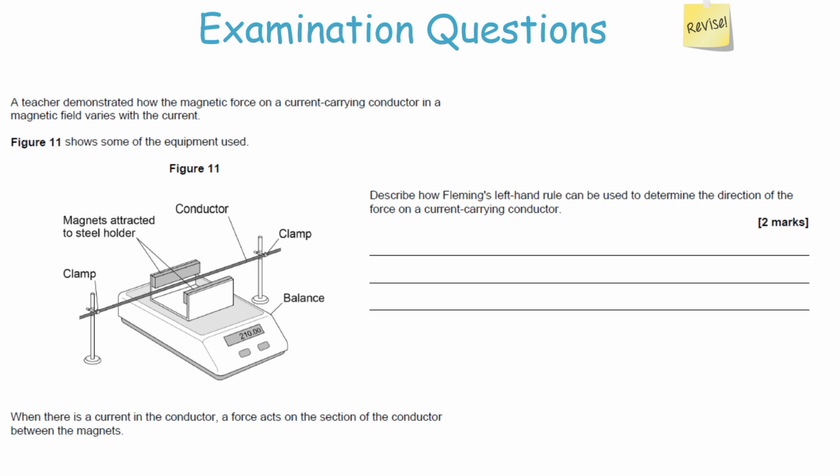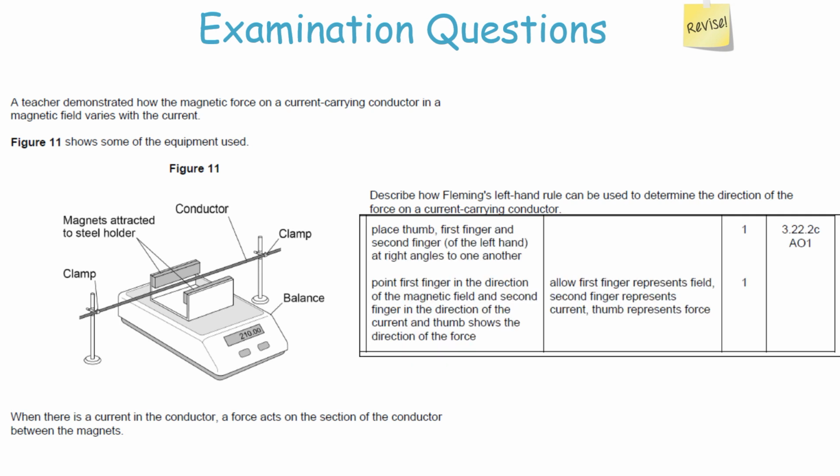So like we mentioned before, you've got to talk about how you orientate your fingers and then what each finger represents in Fleming's left-hand rule. So you place your thumb, your first finger, and your second finger of your left hand at right angles to each other. Point the first finger in the direction of the magnetic field from north to south, the second finger in the direction of the current, and finally the thumb shows you the direction of the force.